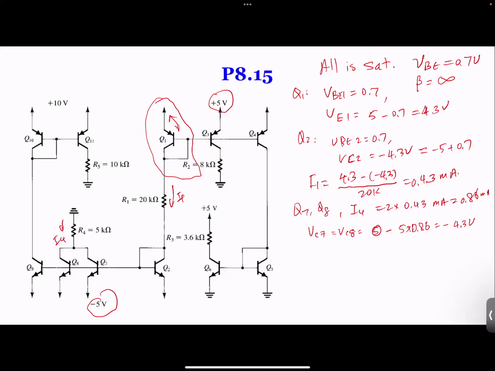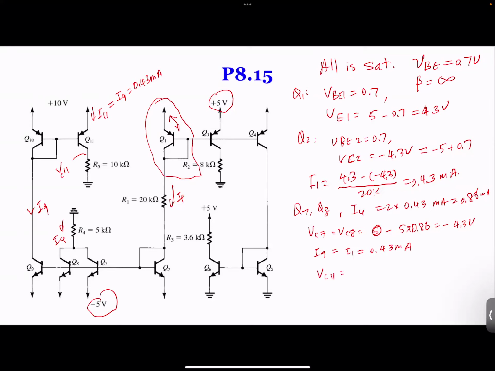And I9, it's going to be the same as I1. It's going to be 0.43 milliamps. Okay, and then I11 is going to be the same as I9. It's going to be 0.43 milliamps. And we got VC11.